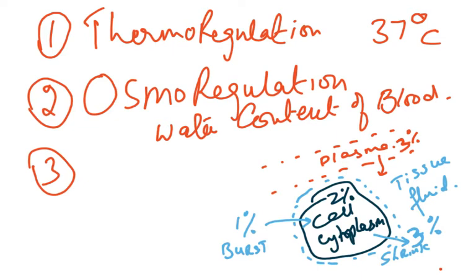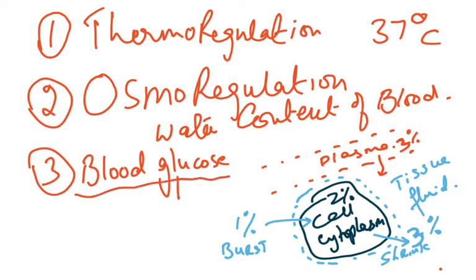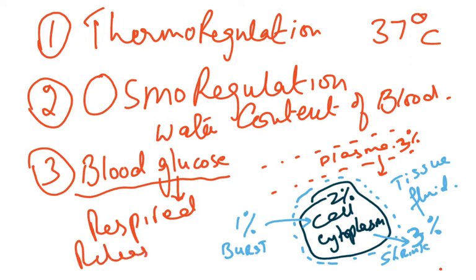So number one, thermoregulation, number two, osmoregulation, and number three, we have to somehow maintain the blood glucose level. And I said blood glucose level, not blood sugar. And that has to be monitored, because basically glucose is the molecule which has to be respired to release energy. So it is the fuel. Just like in your car you need a fuel, either your car runs on petrol or it runs on diesel. So similarly your body works on glucose. Glucose is your body fuel. So it has to respire and energy has to be released.